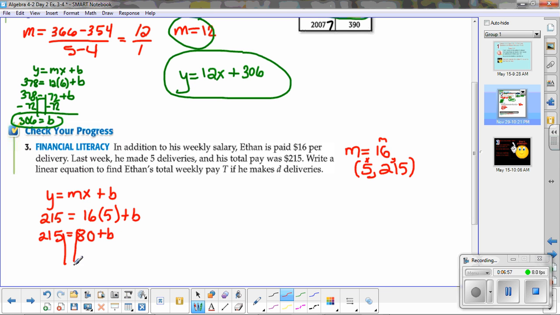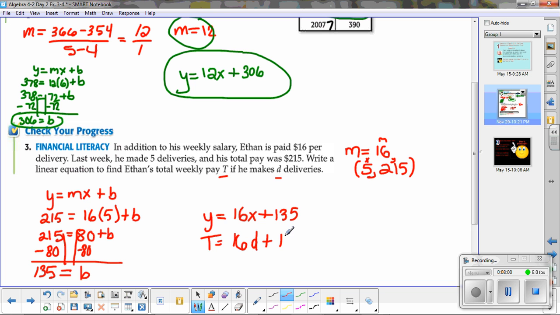Now to solve it for b, you're going to want to subtract 80 from both sides. And you get 135 equals b. So now we already knew the slope was 16, and we know that b is 135. So we can write our equation y equals m, which is 16 since it's $16 per delivery, y equals 16x plus b, which is 135. Now I just remembered that instead of x and y, they told us it was going to be t and d. So the weekly pay, or t, is going to equal 16 times the number of deliveries plus 135.